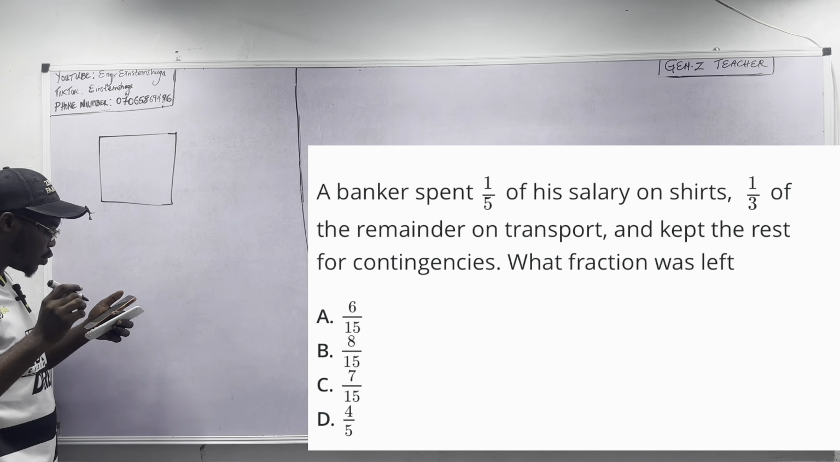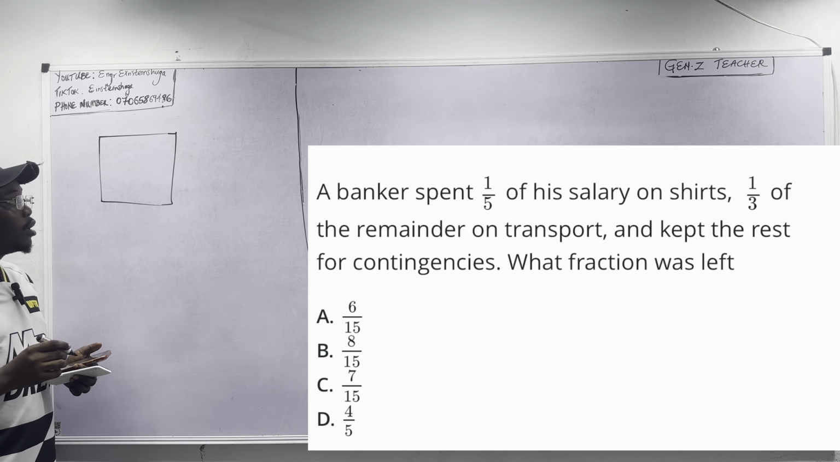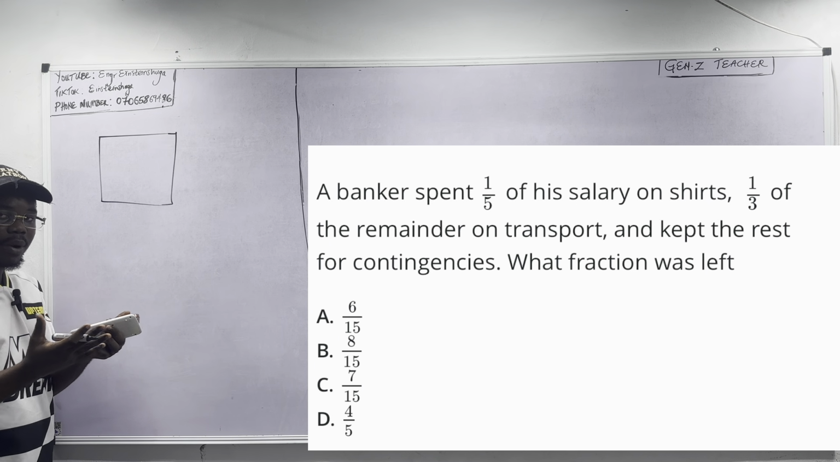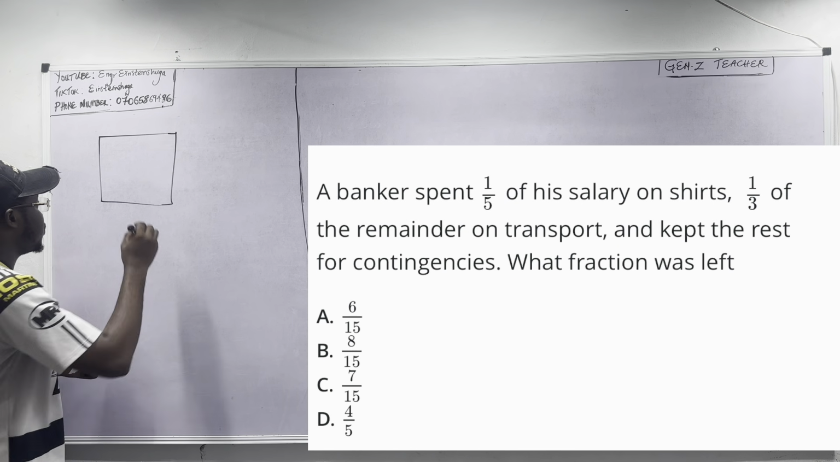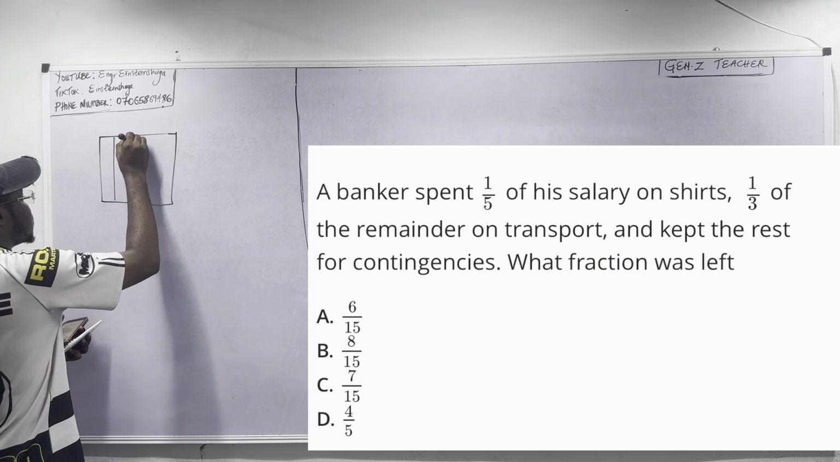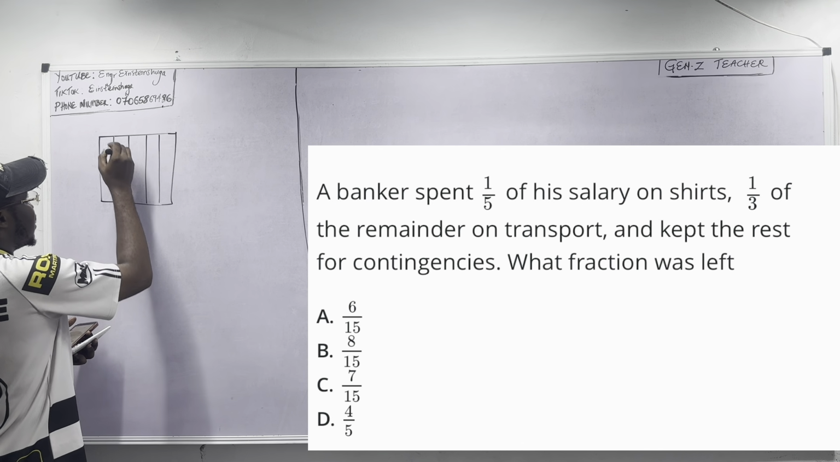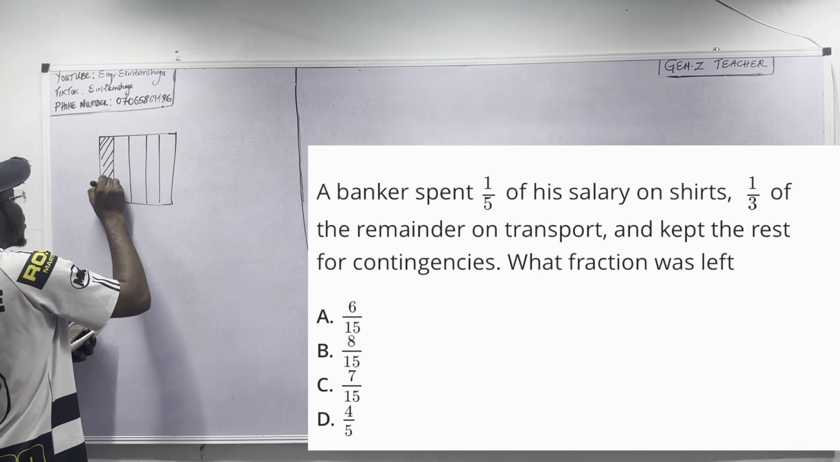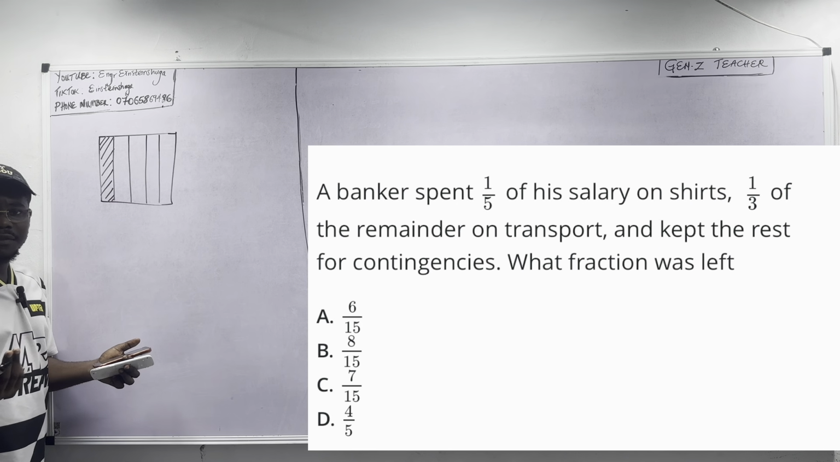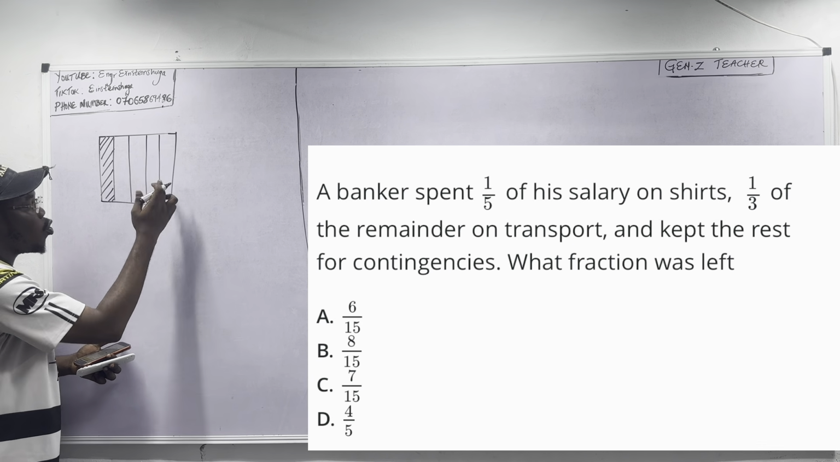The first statement was he spent 1/5. Now, 1/5 means we have 5 parts and use only 1 from inside. So we're going to bring out 5 parts from this box. So now we have 1, 2, 3, 4, 5, and he spent 1 of these parts. So that's 1/5. So what's left? Obviously, it's 4 over 5 that's left.